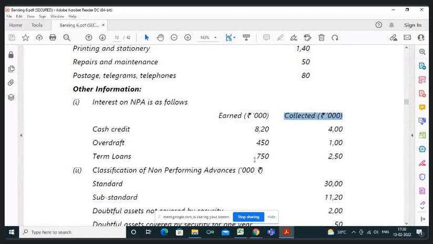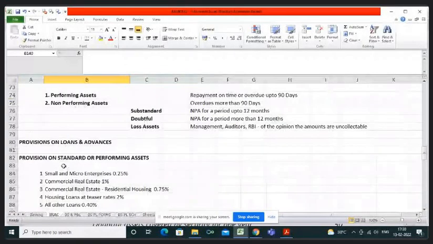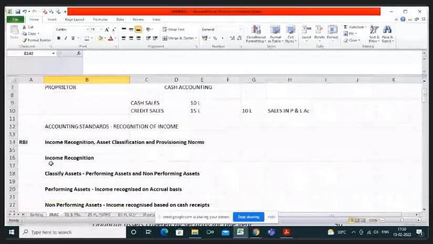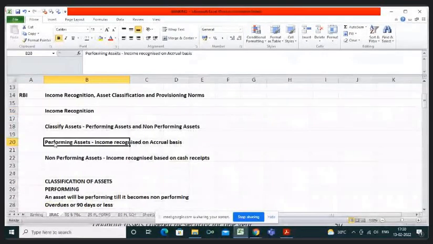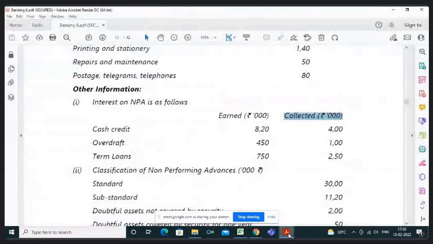So we have to refresh our memory. What we have learned in concept, IRAC norms. So IRAC norms, we have studied that income recognition, performing assets, income recognized on accrual basis, non-performing assets, income recognized based on cash receipts. So what is the asset we are talking about? We are talking about non-performing assets.